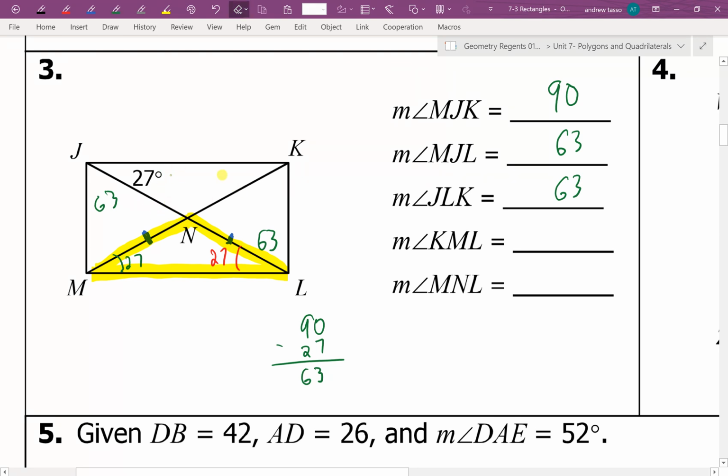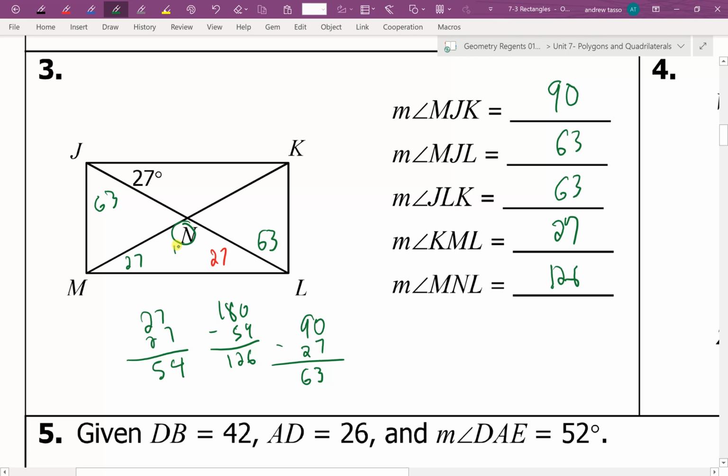So once we have that down, then we can write in 27 for the next result. And then M and L. So let's look for M and L. So that's the top angle here. And if we add 27 with 27, that gives 54. And we take that away from 180. And that leaves 126 for that top angle, right? Because all three angles in a triangle add up to 180.